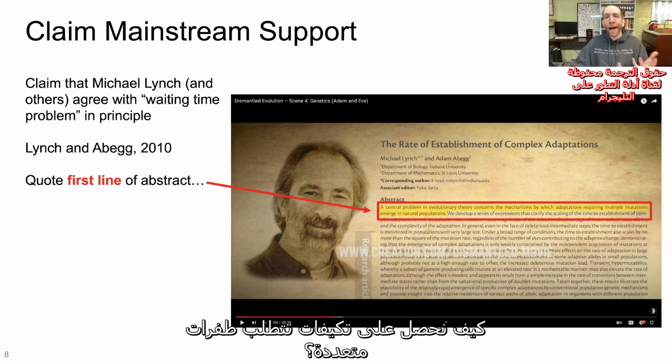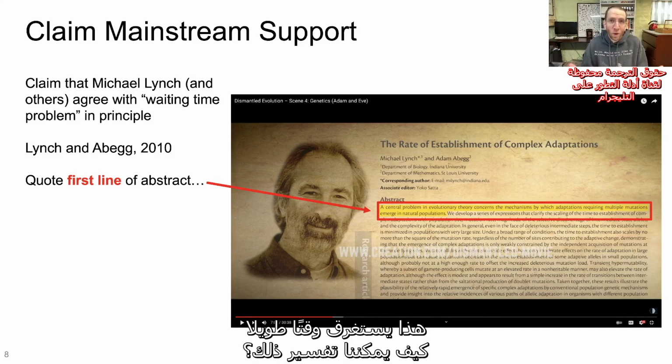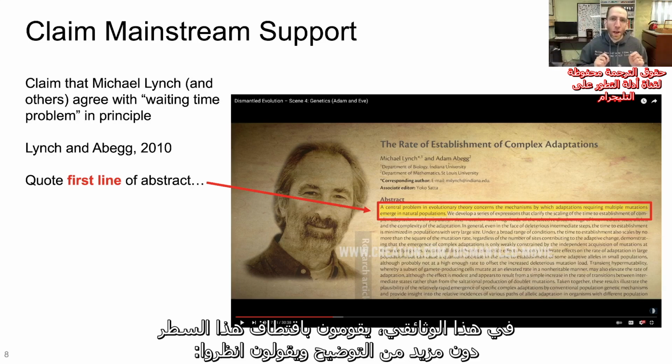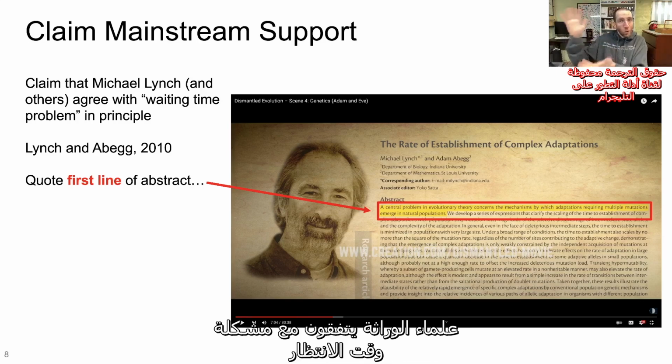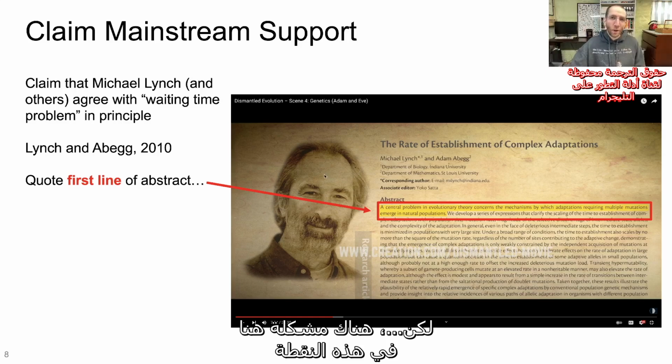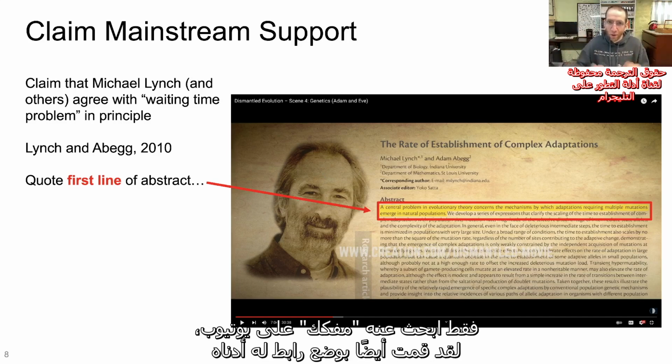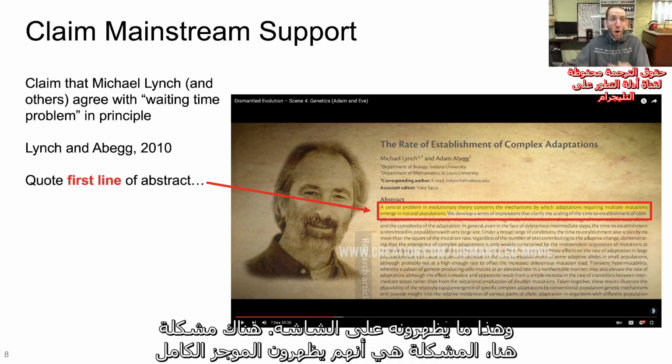Yeah, how do we get adaptations that require multiple mutations? That probably takes a long time. How can we explain that? In this documentary, they pluck that line without further elaboration and say, look, geneticists agree with the waiting time problem, except there's a problem right here on this slide. This is a screen grab from a portion of this documentary that you can find on YouTube. Just search it, Dismantled, on YouTube. I've also linked it down below. And this is what they show on screen.